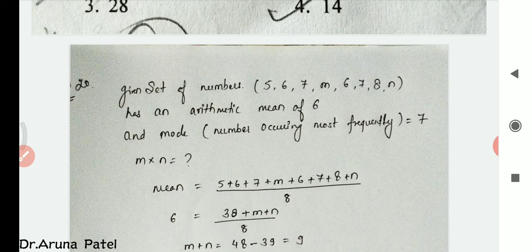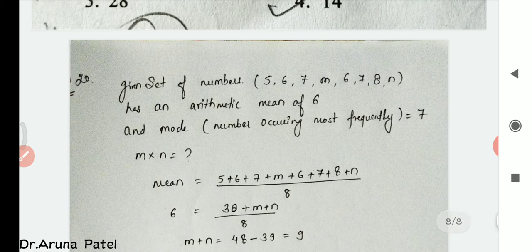It has an arithmetic mean of 6. So what is arithmetic mean? And mode, both of these are statistical terms. Arithmetic mean means simple mean, or you can say the average of all the numbers. It is given that the arithmetic mean is 6. So here you have to add all the numbers and divide by 8, then you find the mean. And mode is the number occurring most frequently. So here 7 occurs 2 times, so this is the most frequent in this.